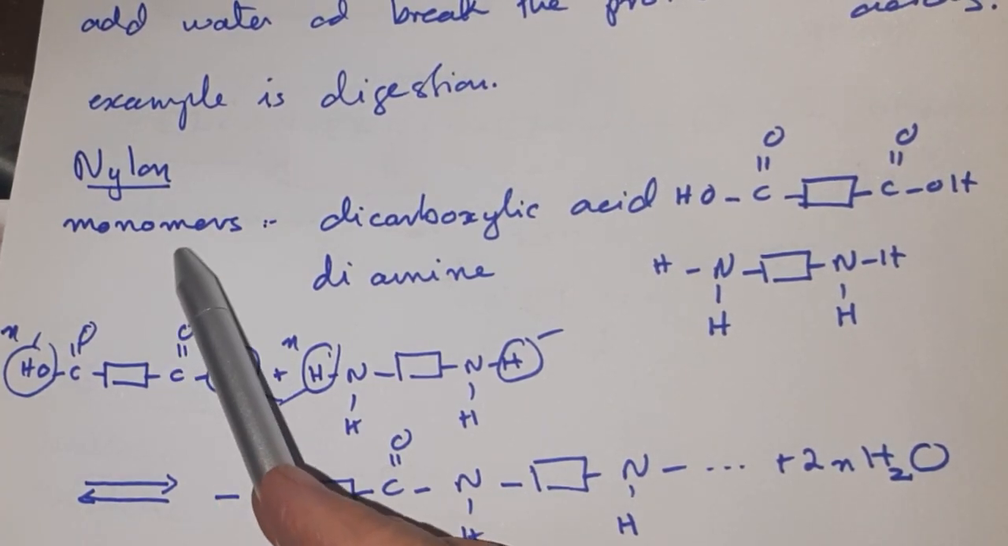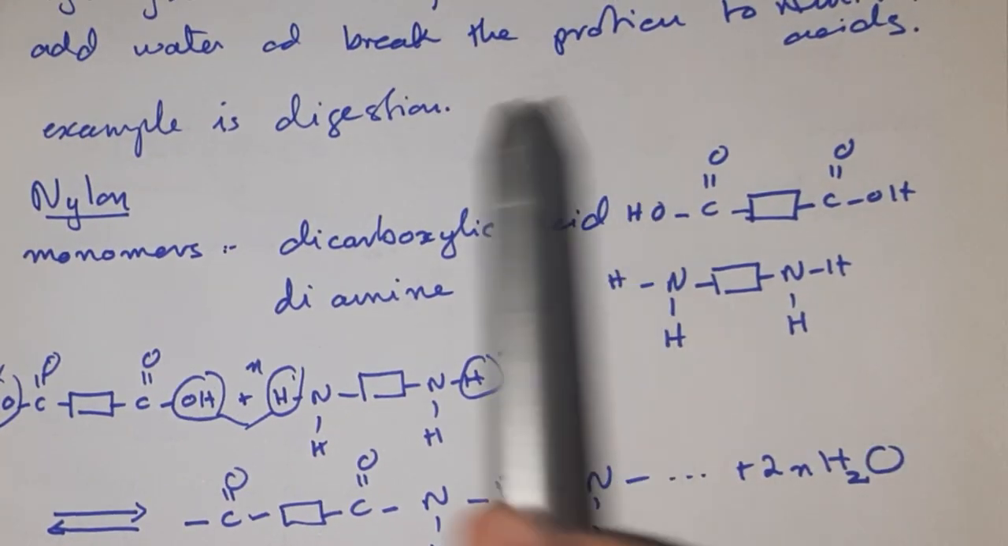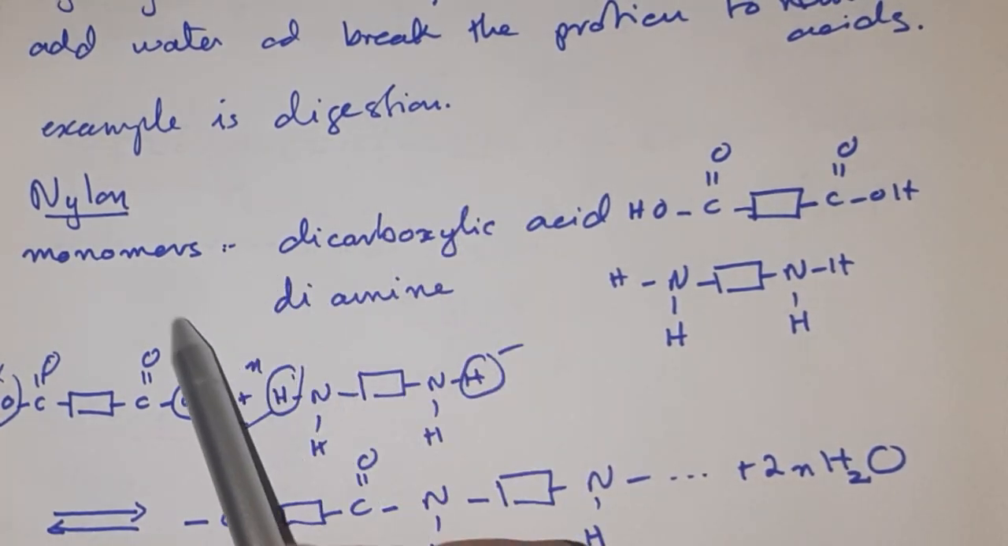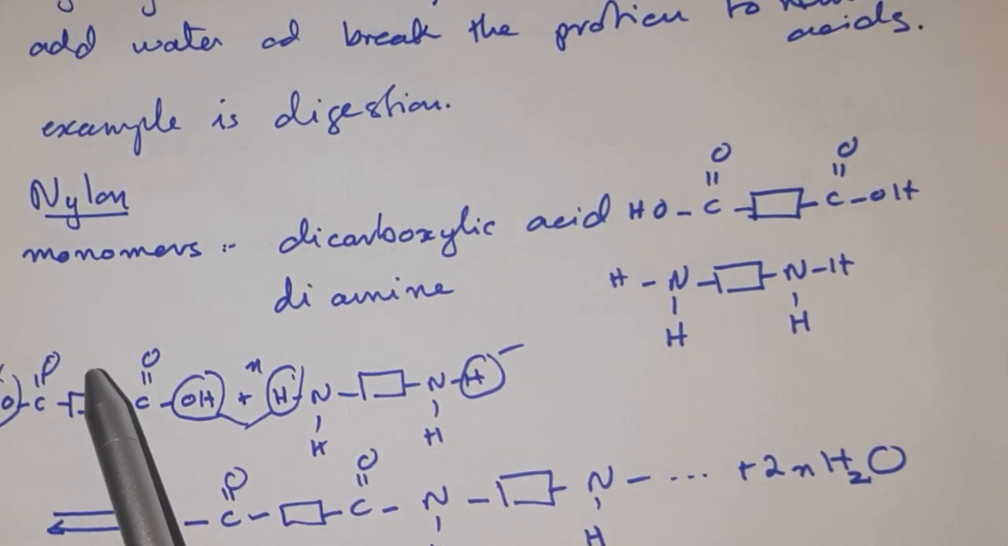Now we come to nylon, which is the artificial polymer. Natural one is protein and the artificial one is nylon.